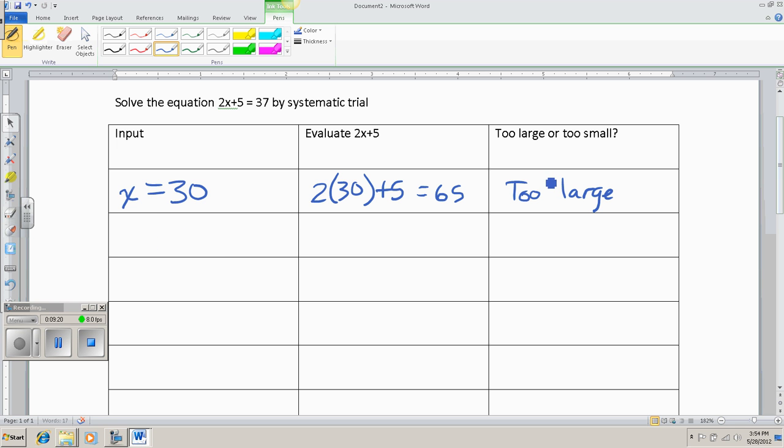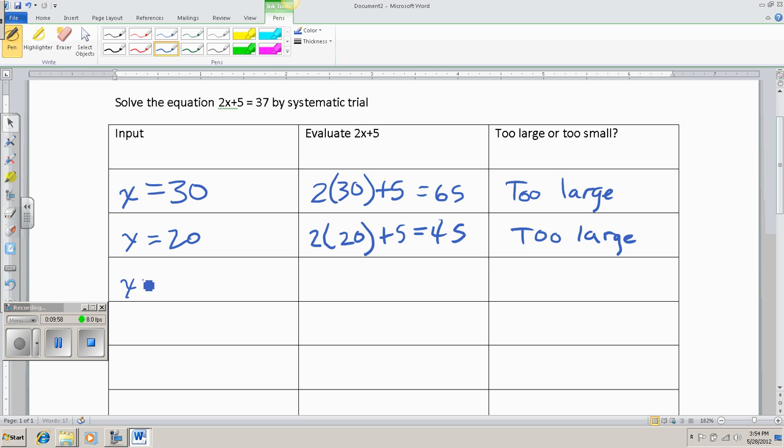My evaluation on the left side is bigger than on the right side, and it is here, 65 is much more than 37, so I'm going to have to reduce the size of x. So let's try x equals 20. And I'm doing this not randomly. I'm not going to say, oh, 30 didn't work, so let's try 3,000. I'm using my noggin. So 2 times 20 plus 5 is going to be 45. It's still too large. 45 is not equal to 37, it's greater.